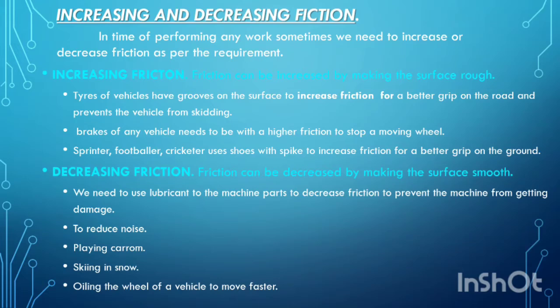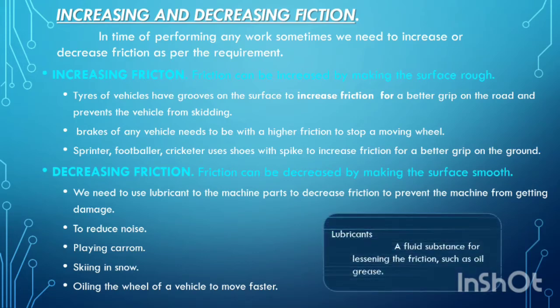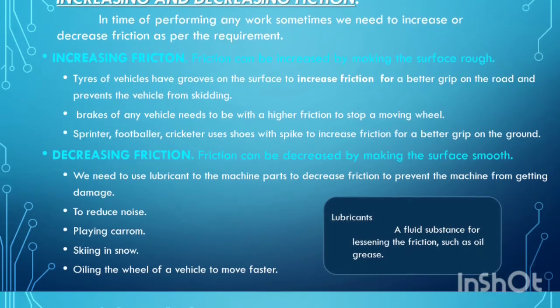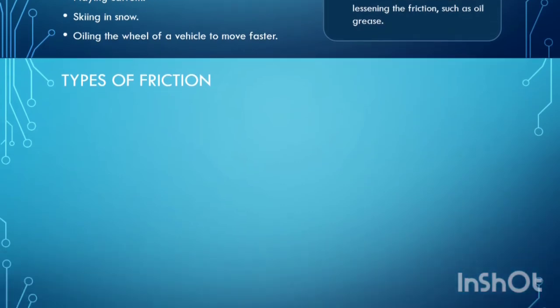Next, playing carom, obviously we use powder, right? Yes, that powder is used on the carom board to reduce friction so that the striker can move freely. Next, skiing from the top of the mountain, you need to reduce friction, and oiling the wheel of a vehicle to move faster, obviously, that is also a machinery part. Now, what is a lubricant? It is a fluid substance for lessening the friction, like oil, grease, etc.